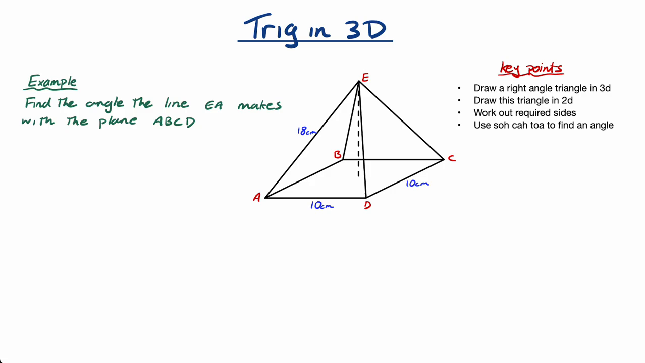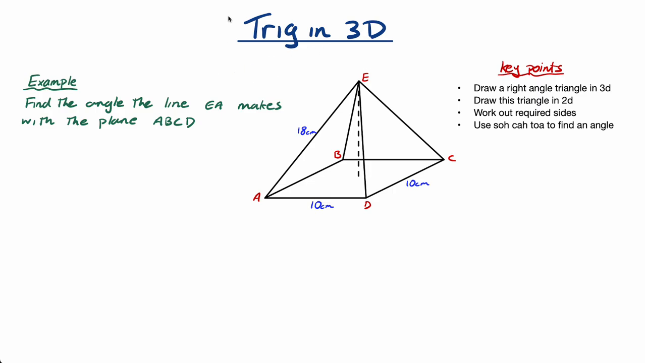Hi guys, okay, we're going to look at trig in 3D, which is essentially trigonometry in 3 dimensions, a bit like Pythagoras, but this time we're going to find angles and use SOHCAHTOA. So this is an example, guys, straight into it again. It's find the angle the line EA makes with the plane ABCD.